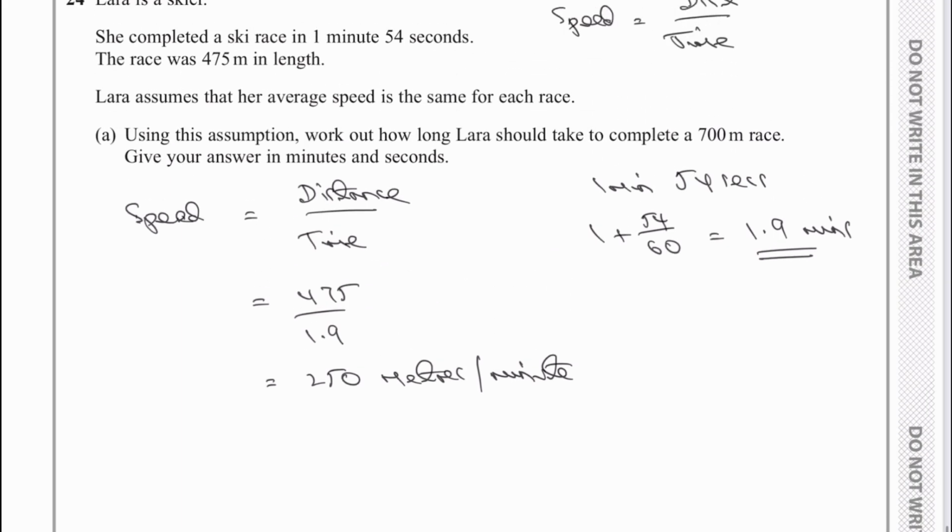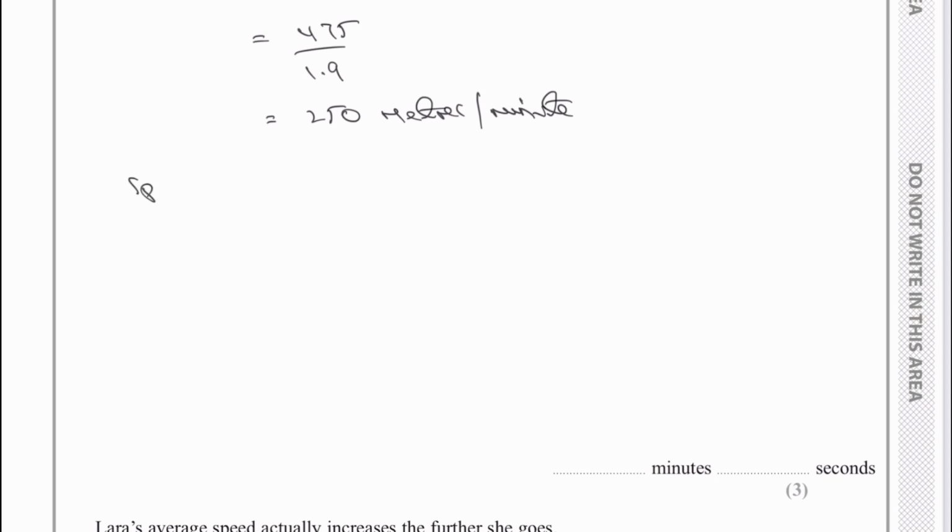We can say, well, actually, if her speed, which we now know is 250 meters per minute, we've got speed equals distance divided by time, and that's going to be equal to 250 is equal to a 700 meter distance divided by time. So therefore we need to make time the subject of this particular formula. Now there are a couple of different ways that people will understand how to do these things. I'm not going to worry about it too much.